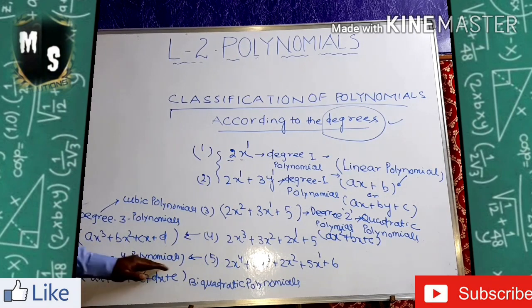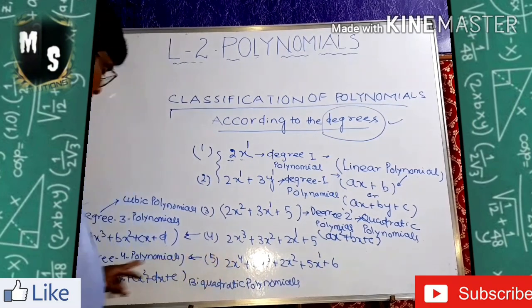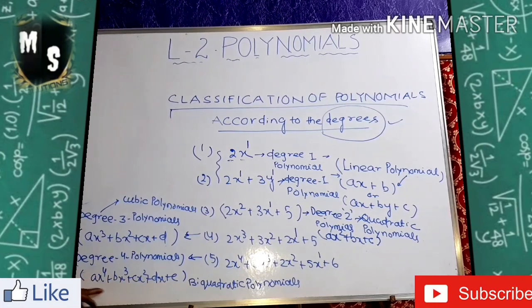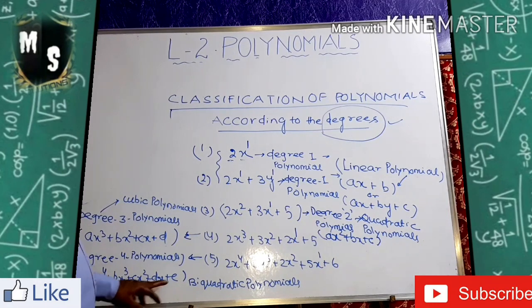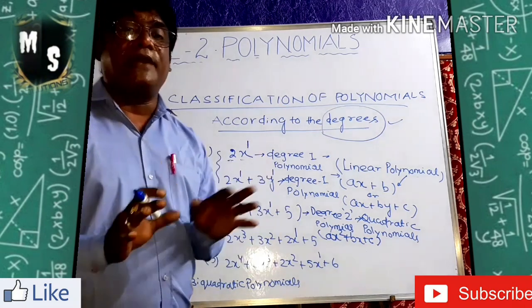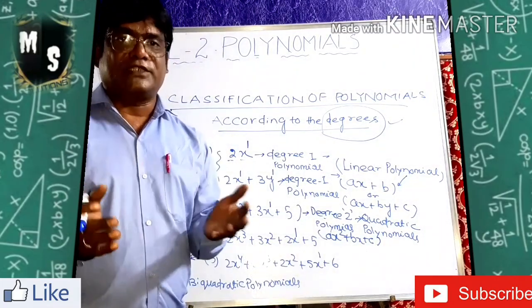And for degree 4 polynomials, the highest degree of the variable is 4, called degree 4 polynomials or biquadratic polynomials, expressed in the format ax4 plus bx cube plus cx square plus dx plus e. After these degrees of polynomials, I will give you the exact definition of polynomials in my next video. Watch it.